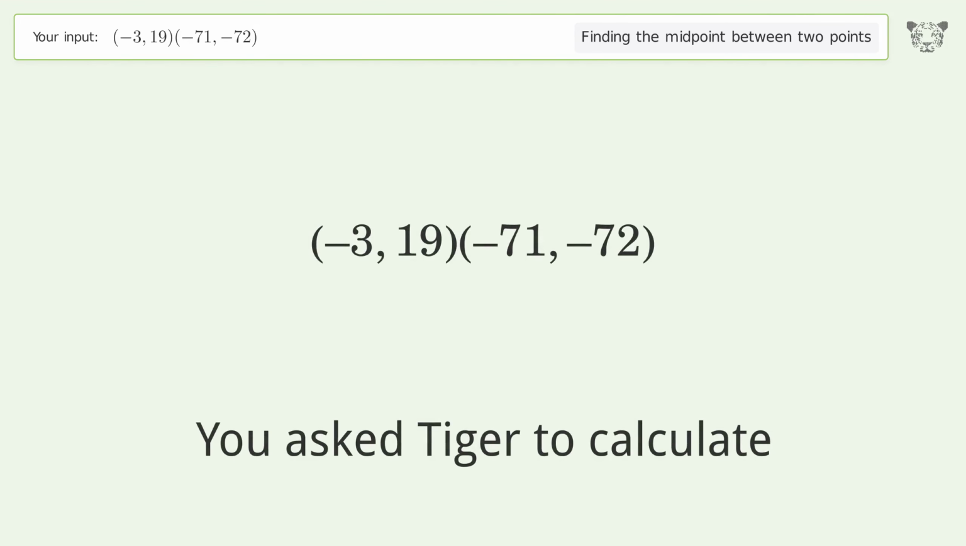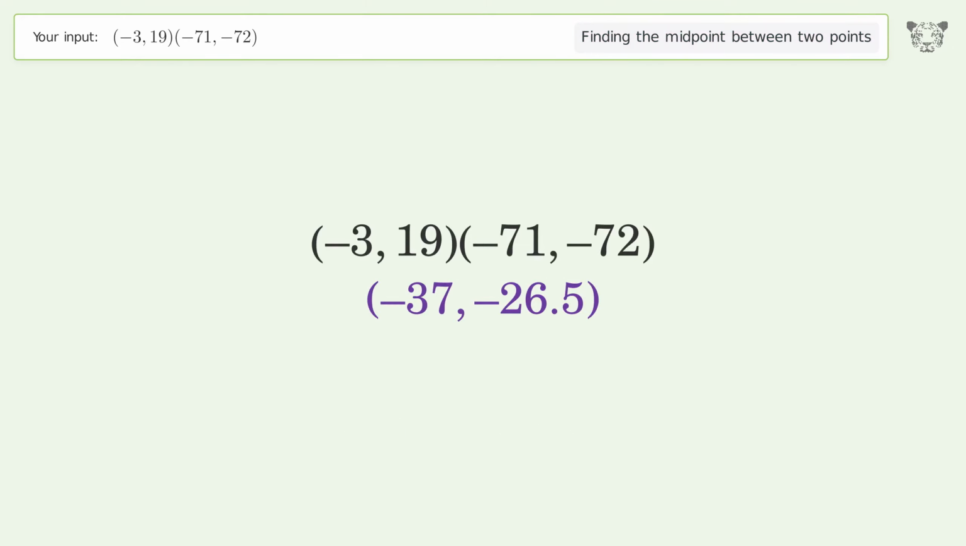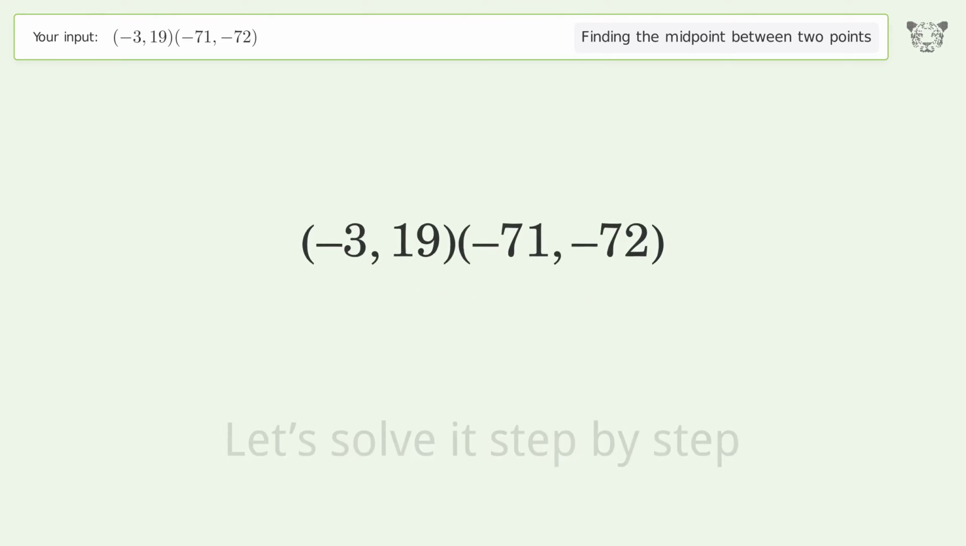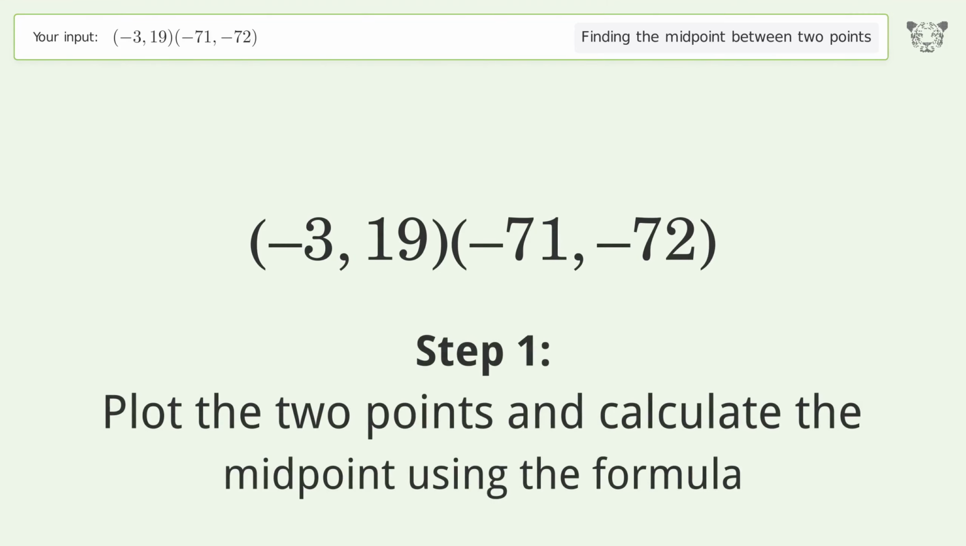You ask Tiger to calculate. This deals with finding the midpoint between 2 points. The midpoint between the 2 points is -37, -26.5. Let's solve it step by step. Plot the 2 points and calculate the midpoint using the formula.